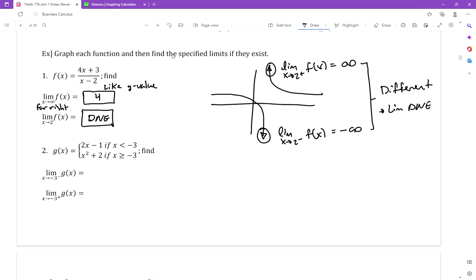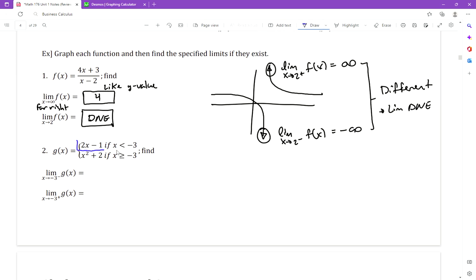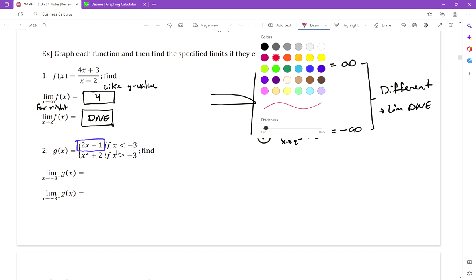Okay, if they are the same, then that would be the final answer. It's the same thing. Okay, let's see how we can graph a piecewise function. So a piecewise function has two different pieces into it. All right, so I'm going to color code. Let's do this one in blue, and then let's do this one in red.